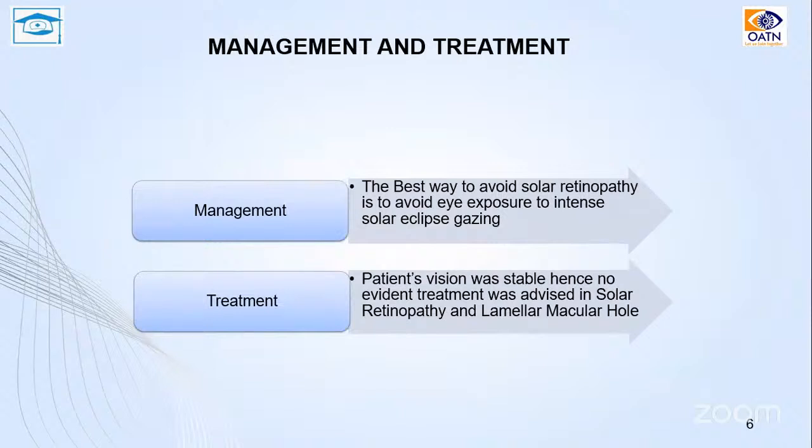Management and treatment. The optimum way to avoid solar retinopathy is to avoid exposure to intense light conditions like solar eclipse gazing and to avoid laser beams. The patient's vision was stable, so there was no treatment, only advice for these conditions.